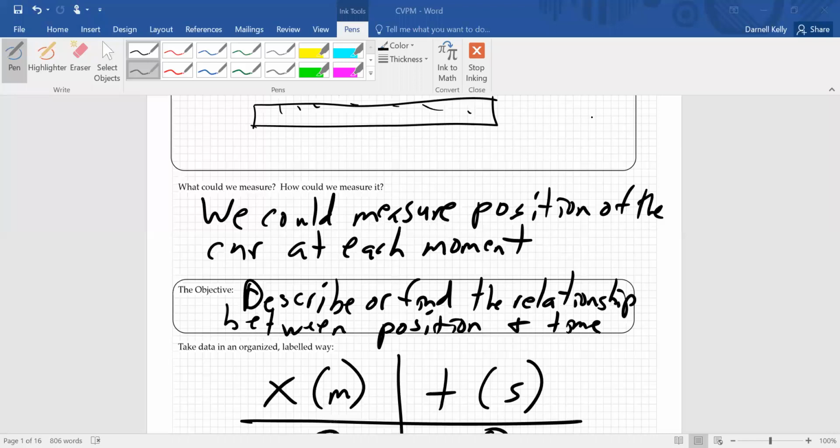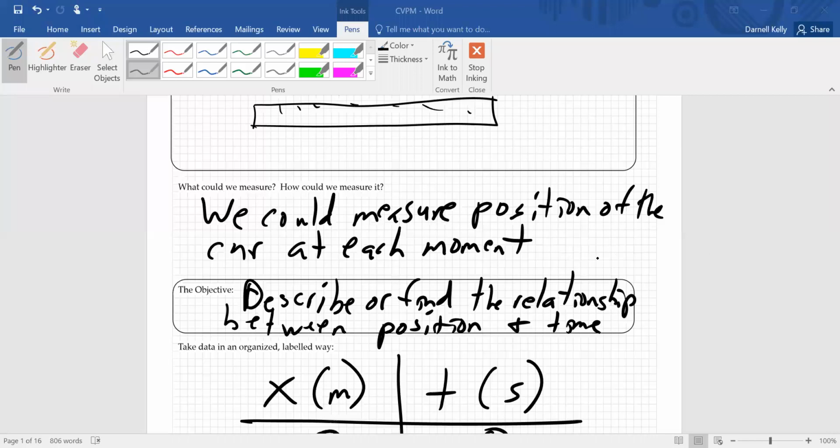Had a question. Okay. But yeah, obviously we can measure the position of the car at each moment with a meter stick, huh? Where's my stick? Okay, yeah. All right. So now the objective.